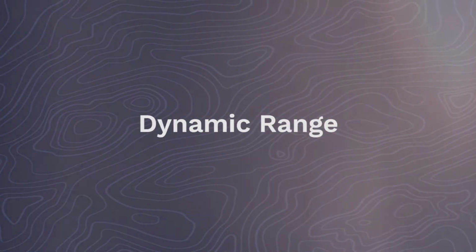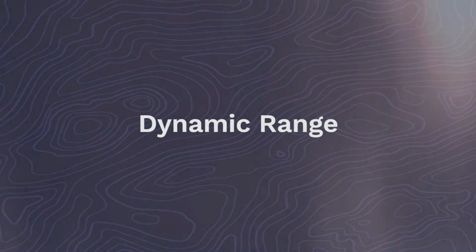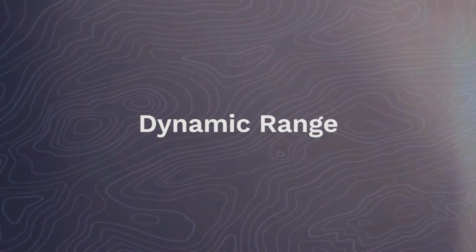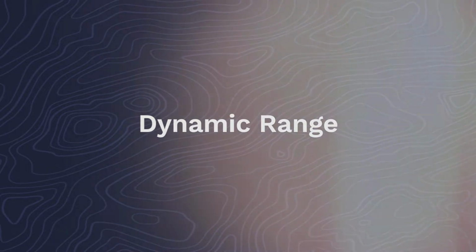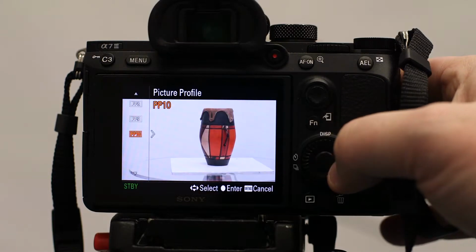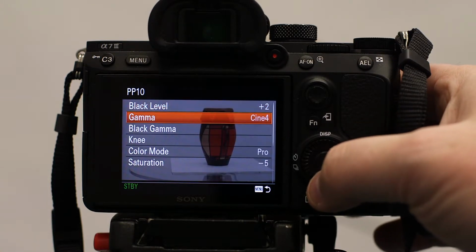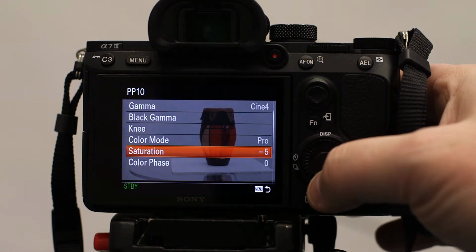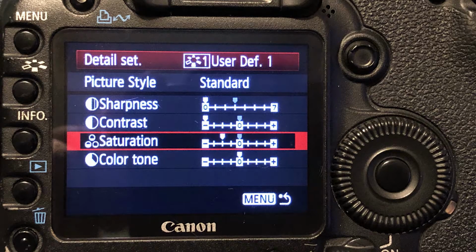The more dynamic range you have, the more you can push your grade later to retrieve information from the shadows or the highlights or the midtones. Typically, saturation and sharpness and contrast is toned down in these profiles, similar to shooting in log. We can add saturation and sharpness and contrast back in post-production.